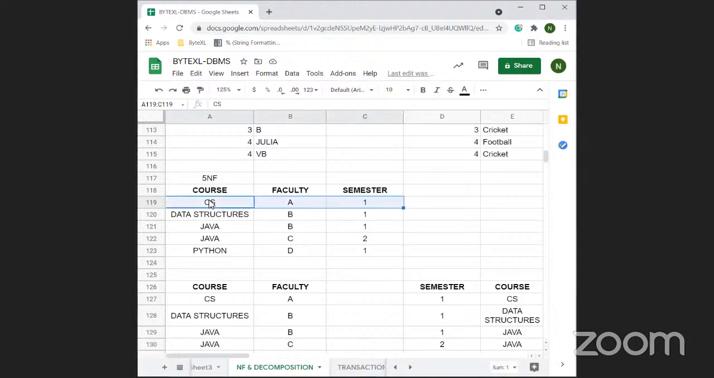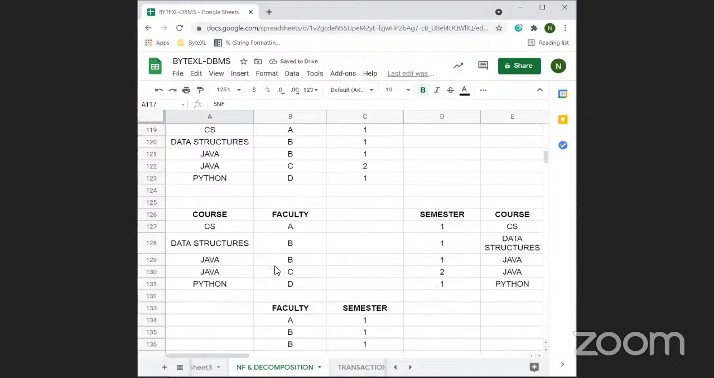Till now, in 1, 2, 3, 4 NFs and BCNF, we have seen only multiple values or duplicate values, row wise, column wise. But now we are seeing it as a tuple. What is a tuple? CS taught by A to first. If this is not fixed, please do not keep it in the table. That is what 5NF is all about.